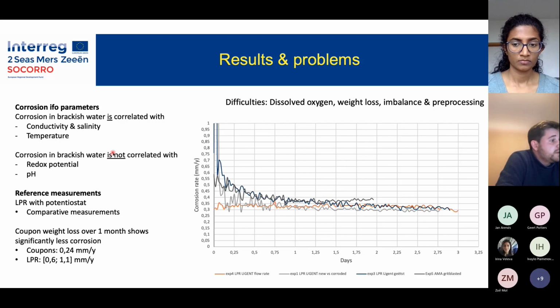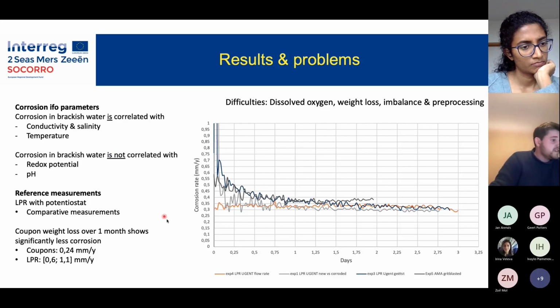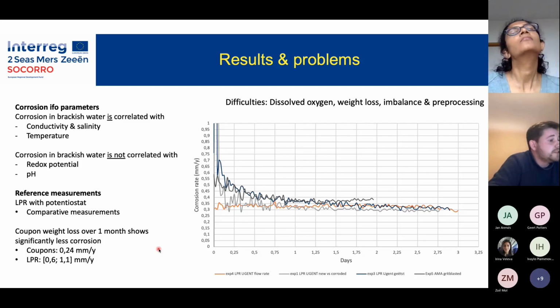Some reference measurements were made with the linear polarization resistance method with the potentiostat, and this shows actually comparative measurements. However, there was a discrepancy between the coupon weight loss method and the linear polarization resistance method. The coupons showed over the course of 1 month only a corrosion rate of 0.24 millimeters per year, and the LPR system an instantaneous corrosion rate between 0.6 and 1.1 millimeters per year.